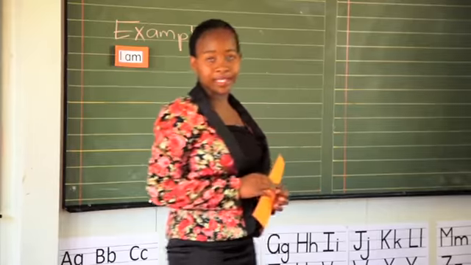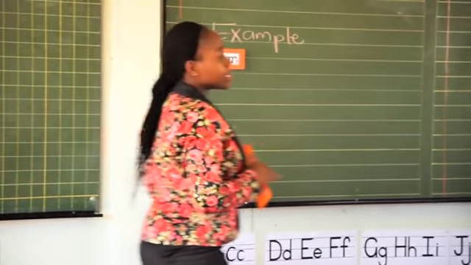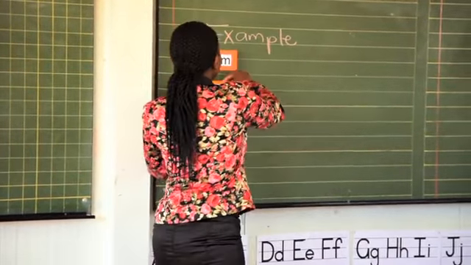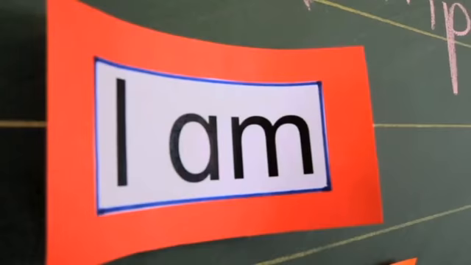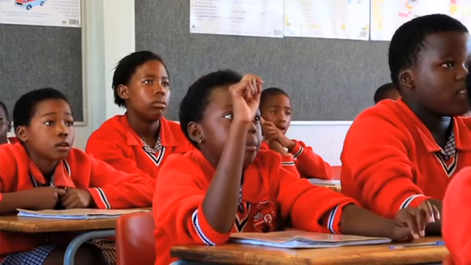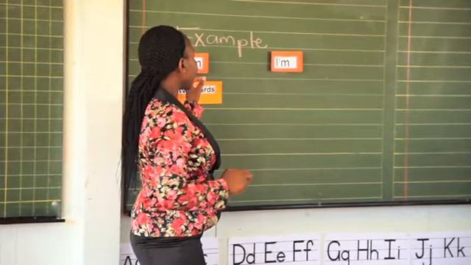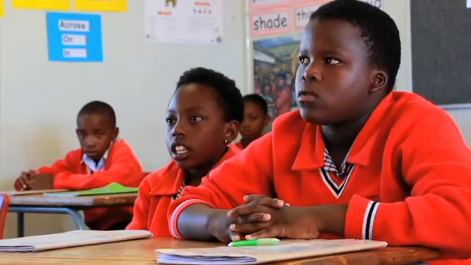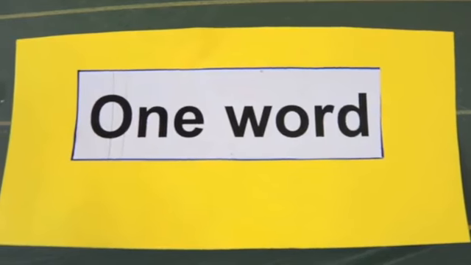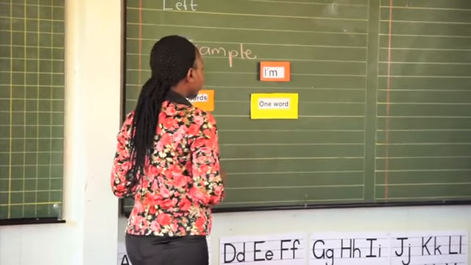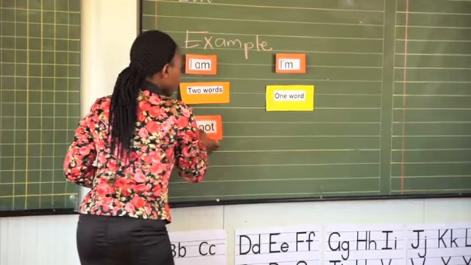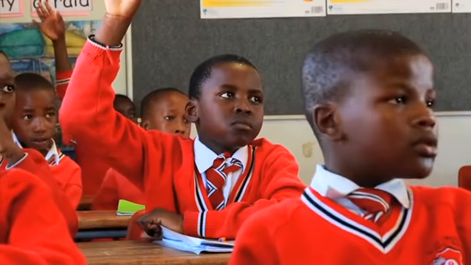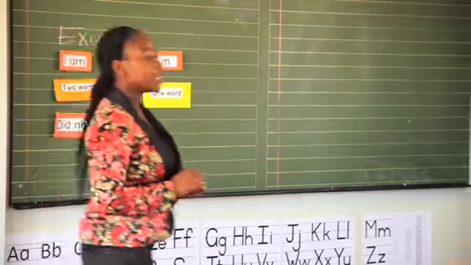Two. 2 words. Okay. Now we said contraction is 2 words joined together to form one word. What do we get when we join I am? I'm. Correct. So it means we have joined I am to give us I'm. It's one word. This is one word. I'll give you another example. Can I have somebody else who's going to read this one for me? Phindile? Did not. Did not.